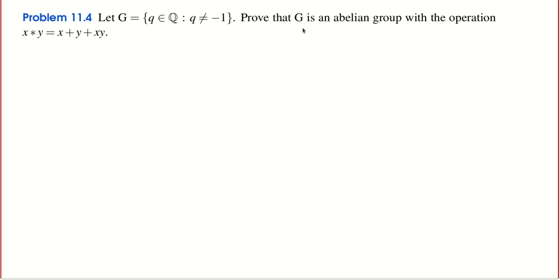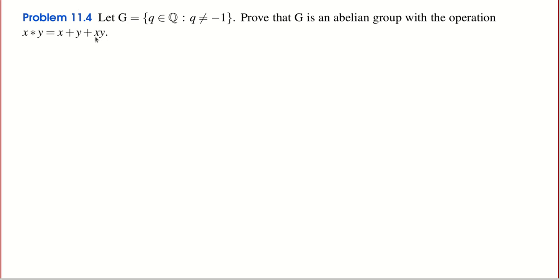We have to prove here that this set of rational numbers, excluding -1, is an abelian group with this operation. Well, the first thing we need to check is whether this operation produces, given any two rational numbers other than -1, also a rational number which is not -1.